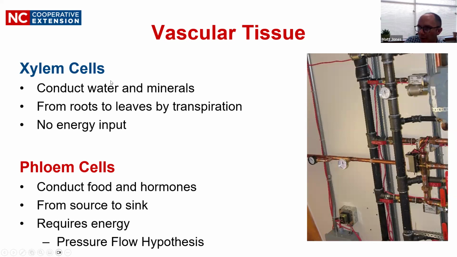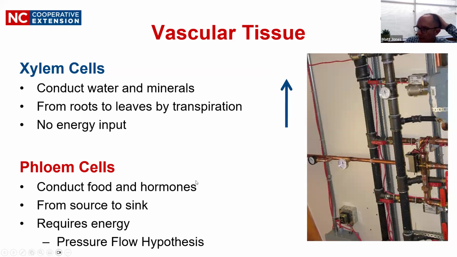Xylem cells conduct water. It's a one-way process through transpiration. It goes from the roots to the trunk, to the stem, to the leaves, into the atmosphere. And that's done through transpiration, so that requires no energy input from the plant.